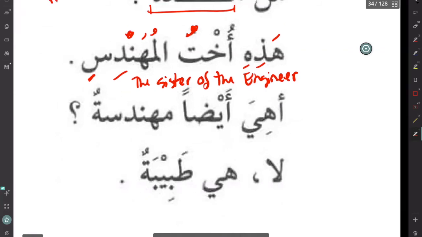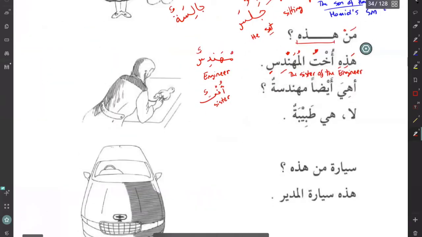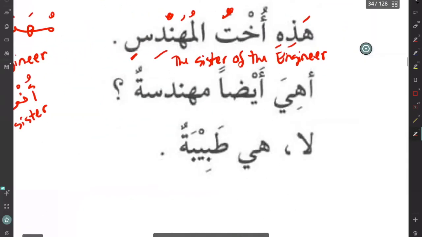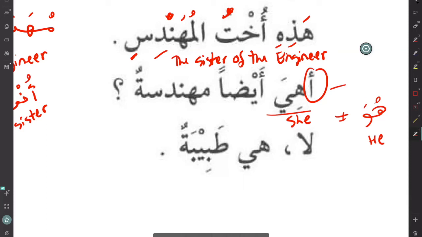So next one, we're just going to quickly go through them and then see what else we can do. Here is she, I don't know if we had this pronoun before, and it's the opposite of hua. Hua is he, and hiya is she. So these are the two pronouns we have so far. Aidan, meaning also, is a good word to learn.